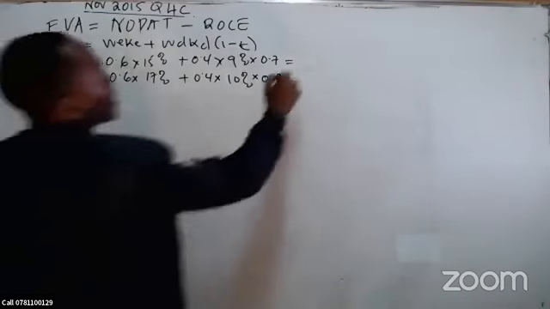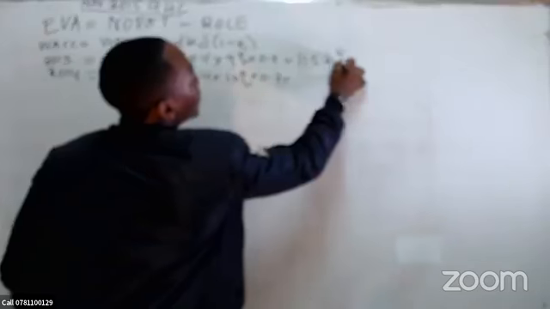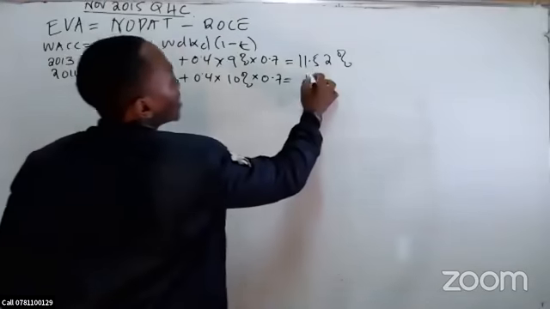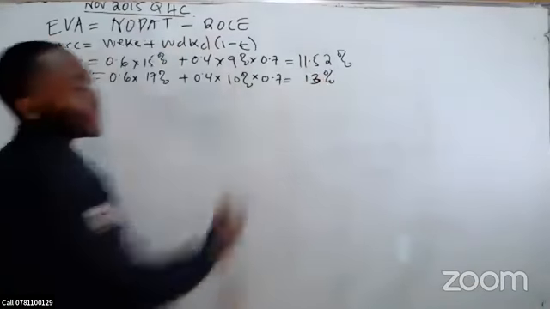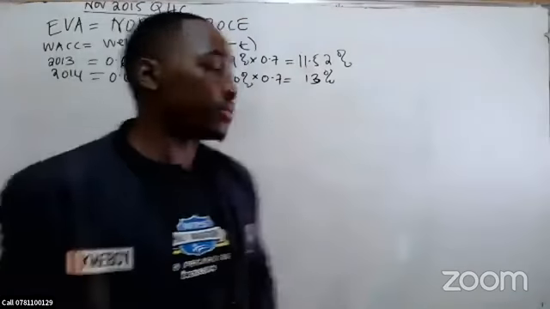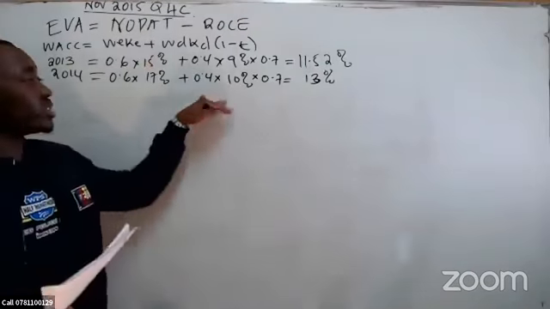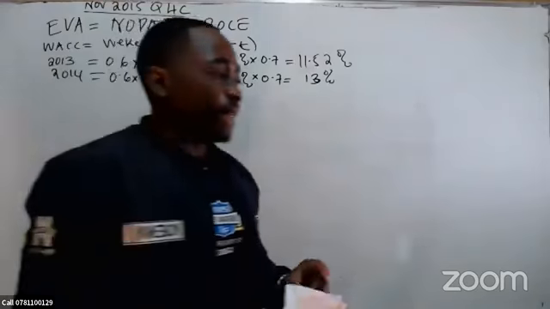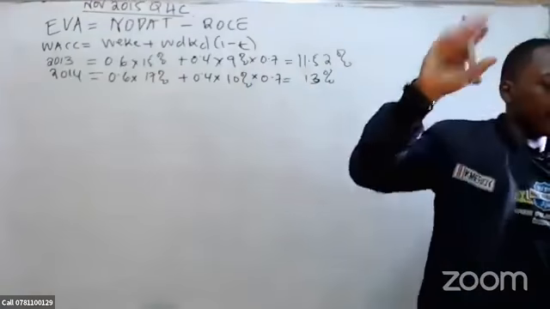So in this case, you'll get 11.52%, and the other one you'll get 13%. Any question up to that point? Ask a question in case you have a question up to this point. In case you have a question, raise your hand.